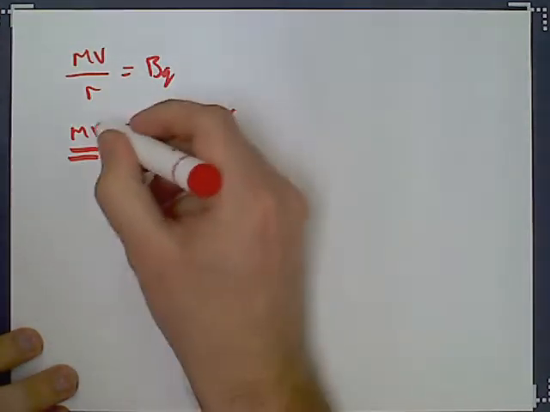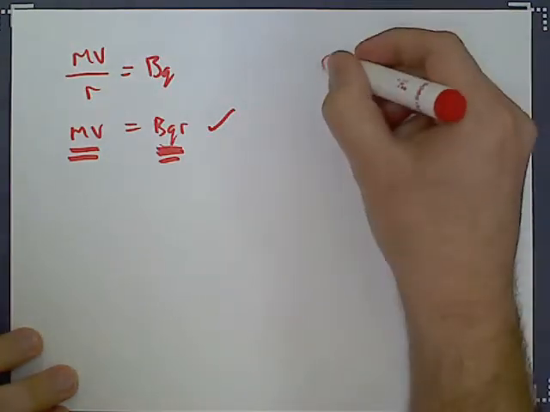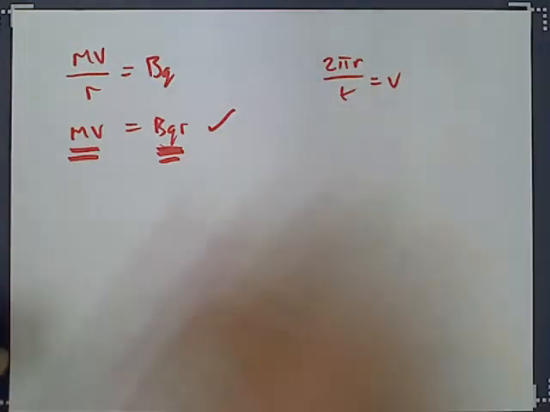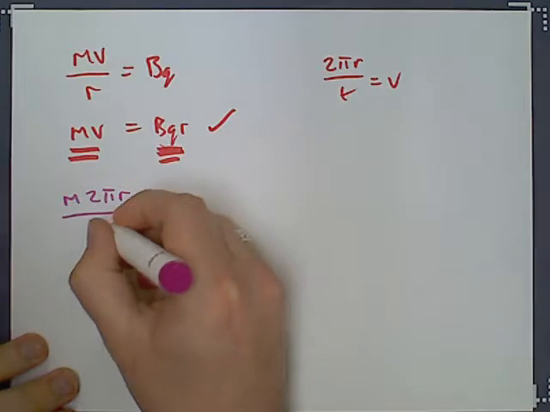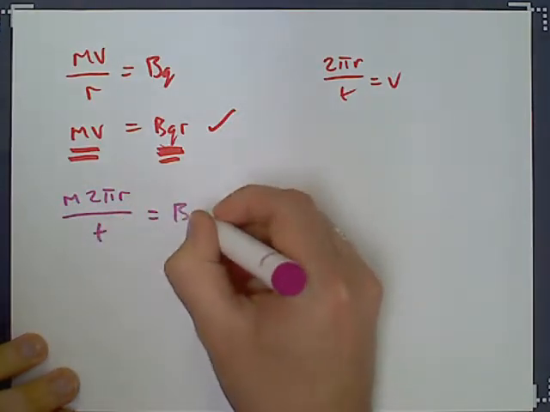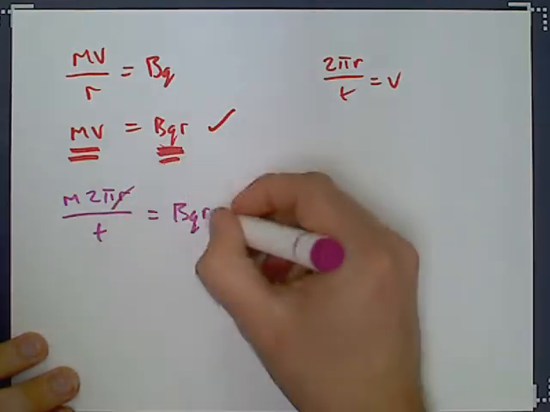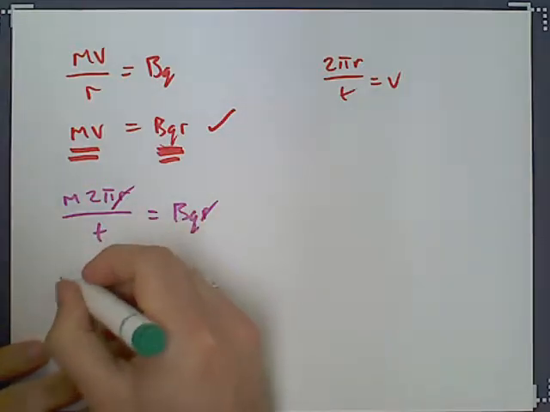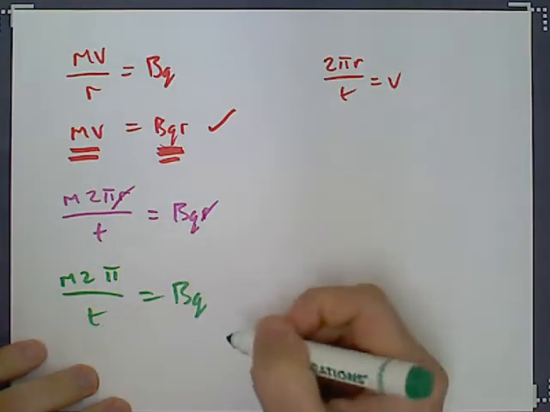Another one is we can then break apart this v to be, because it's in circular motion, 2 pi r over t equals v. So let's put that in there. 2 pi r over t equals BQr. Well, look at what we can do here. We can get rid of another term. And we end up with a relationship that is m 2 pi over t equals BQ.